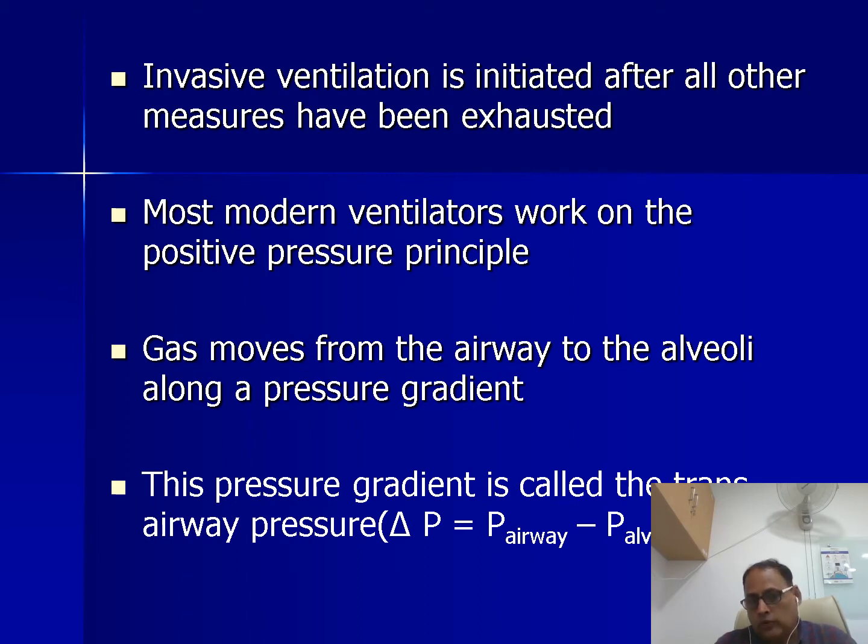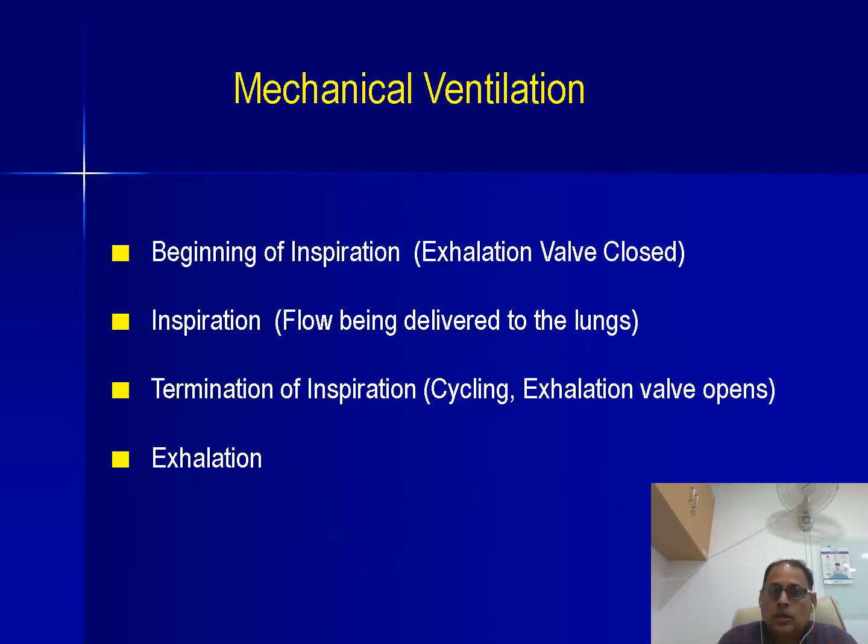Gas, as you know, always moves from a higher pressure to a lower pressure, and these ventilators create a pressure gradient from the airway, which in these cases is the endotracheal tube, to the alveoli, and this pressure gradient is called the trans-airway pressure. Now, if you look at a mechanical breath, a breath given by a mechanical ventilator, it can be broadly divided into four parts.